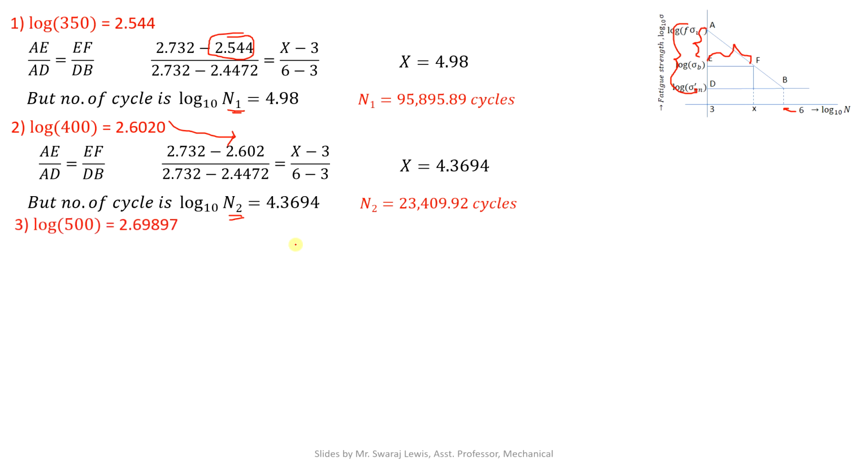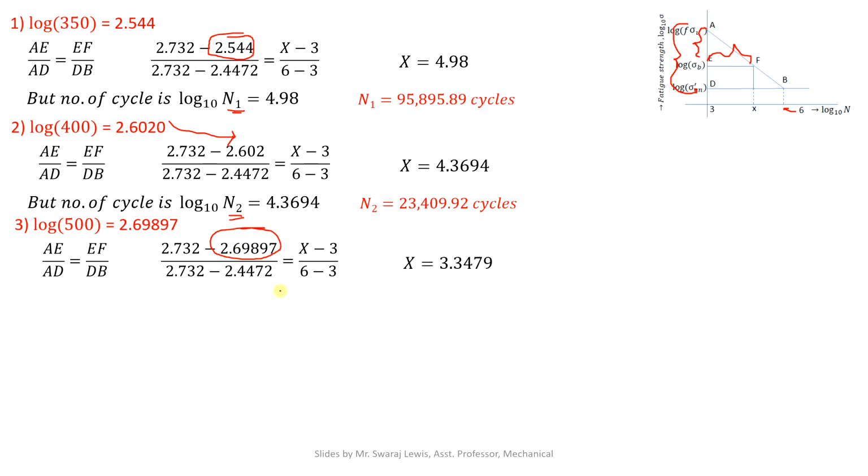Again we go for log of 500, same method. We replace the unknown parameter, and we get x as 3.3479. Taking the anti-log, we get 2,227 cycles. See, now from 95,000 cycles we have reduced to 2,000 cycles. So a small variation in stress can affect the performance. When you apply 350 stress, your product will survive for 95,000 cycles. When you apply 400 stress, it will survive for 23,000 cycles. When you apply 500 stress, it will survive for 2,000 cycles.